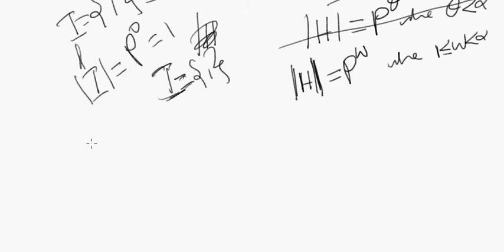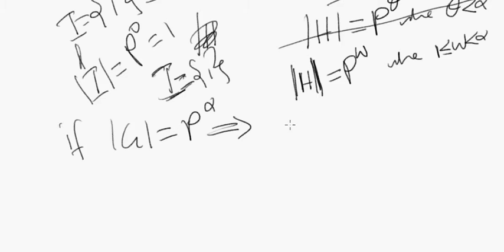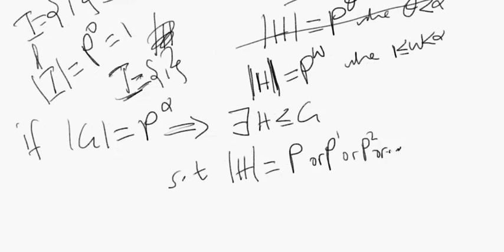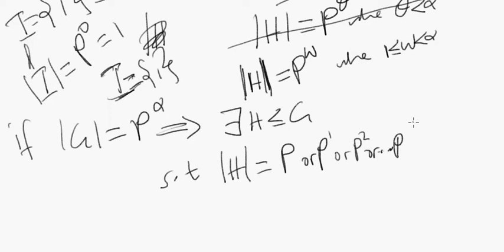So suppose we're able to prove that if the order of G equals p to the alpha, then this implies that there exists a subgroup H of G such that the order of H equals p, or p to the 1, or p to the 2, or one of these, let's say up till p to the alpha minus 1, right?